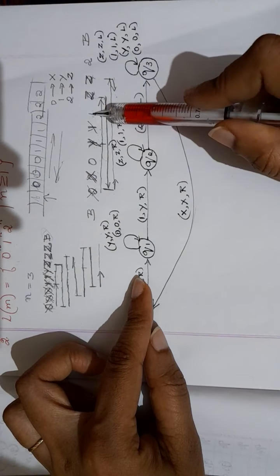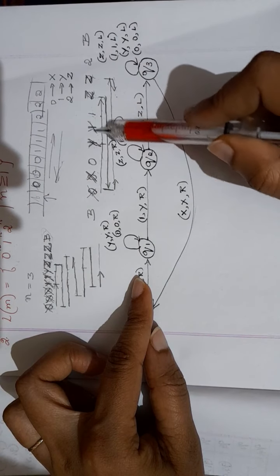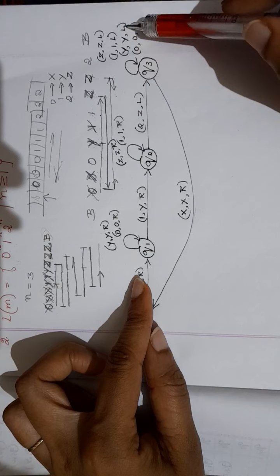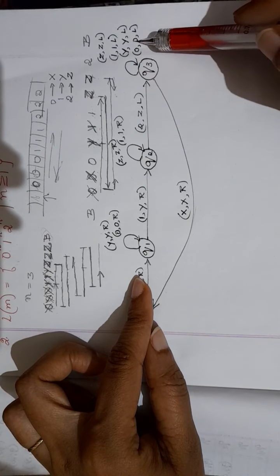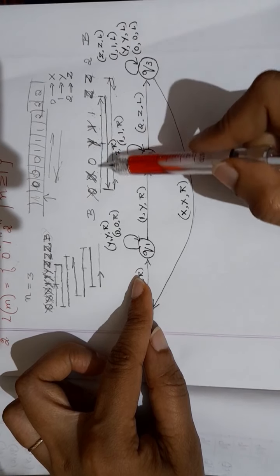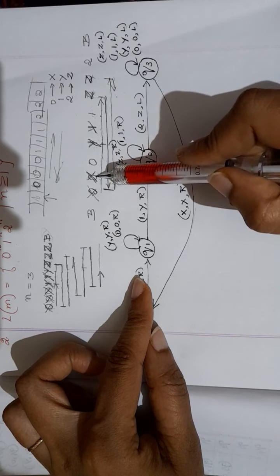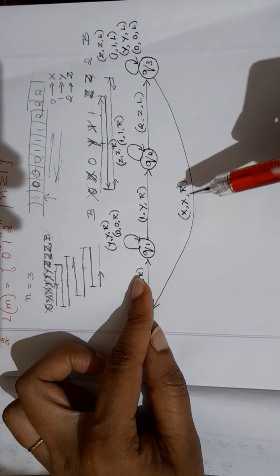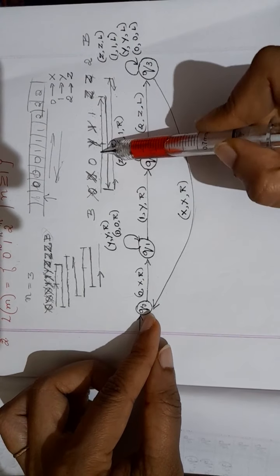Next 1, keep it 1 itself, move left. Next Y, keep it Y itself, move left. Next you have 0. 0, keep it as 0 itself, move left. Now you are reading X. When you read X, what should you do? Stop. Keep X as it is and then change the direction.